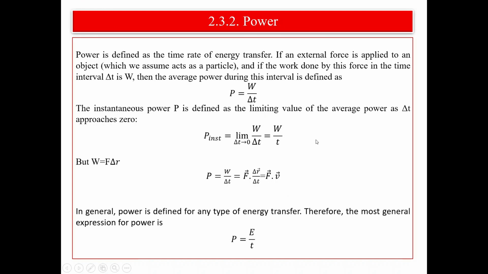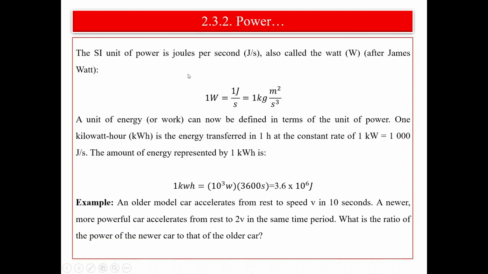Maybe this one is 2 in the i, something in the j, and 3 in the k. If this one is 5 in the j and 2 in the k, then multiply 5 by 2, 10, plus the other values, and you get the power, which is a scalar quantity. In general, power is defined for any type of energy transfer. Therefore, the most general expression of power is energy over t. This is the most general expression we'll see when we study electric energy transfer. The SI unit of power is joule per second.